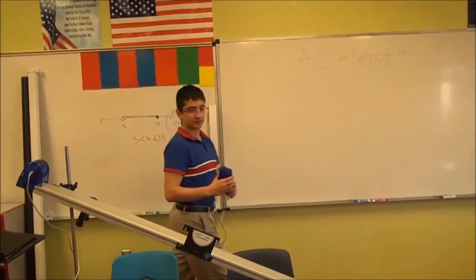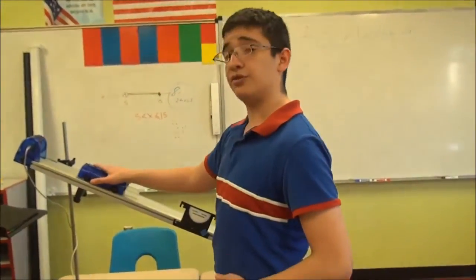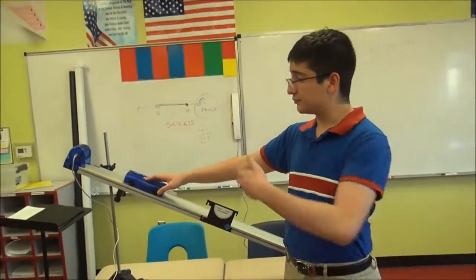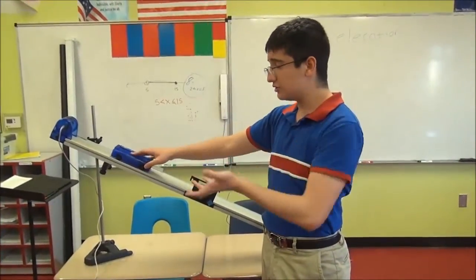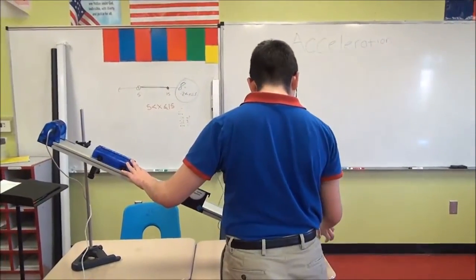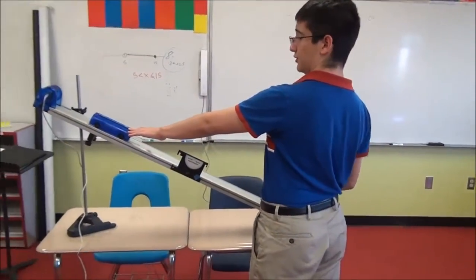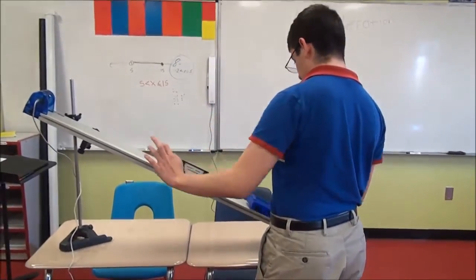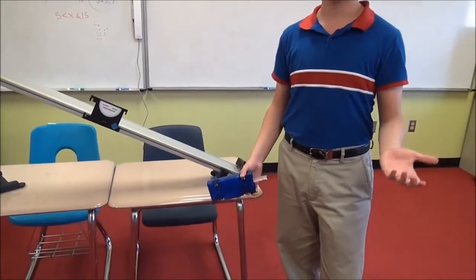For the first part, we're going to put the car approximately 15 centimeters away from the motion sensor. Now, when you indicate to your partner to start the data collection system, you're going to simply let the car go and catch it right before it hits the edge of the stopper. Once again, it's just for safety, but you're going to want to catch it right before it hits the stopper. And once again, simple as that.